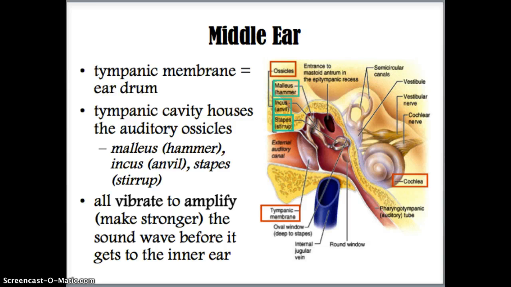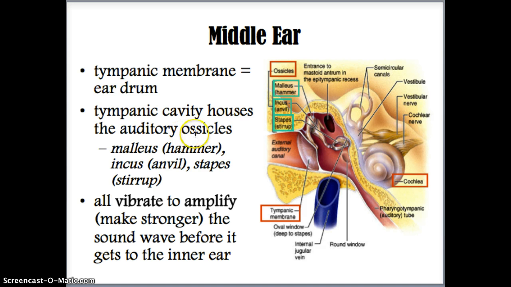So the next is the middle ear, and the middle ear is also called your tympanic cavity because it is where your tympanic membrane is found, and it's an air-filled space in the temporal bone. It's this space right here. It contains three small bones. Those are called your auditory ossicles.